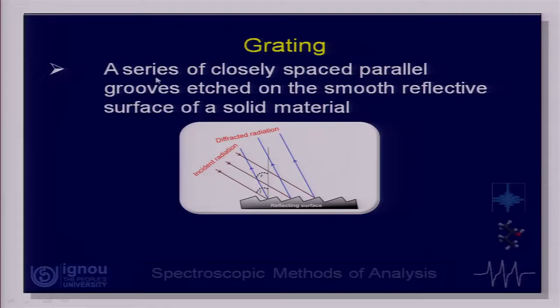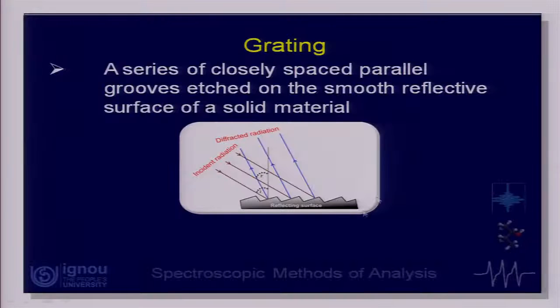Okay. Now, let us go further and talk about the second kind of monochromators, called a grating monochromator. To understand that, let us first understand what a grating is. A grating basically is a series of closely spaced parallel grooves which are etched down the smooth reflective surface of a solid material. Essentially, we have a material, and on the material very fine grooves are cut. Typically, you must have seen a compact disc. On that, you see very fine grooves. Similar to that, we have it on the grating here.